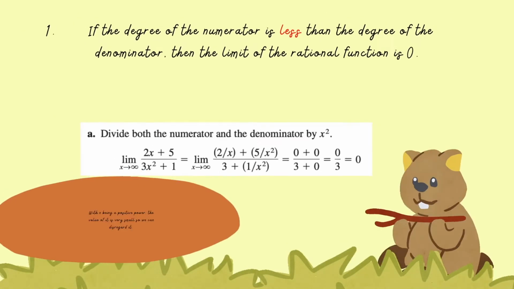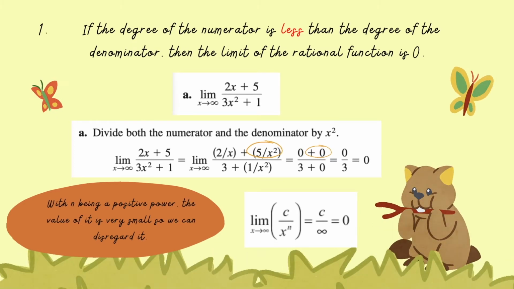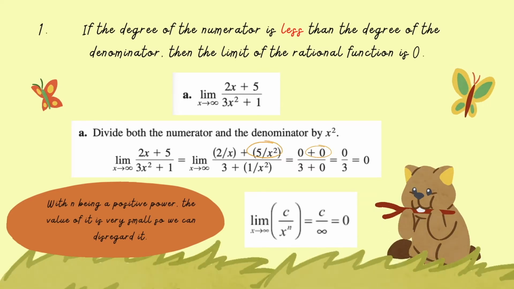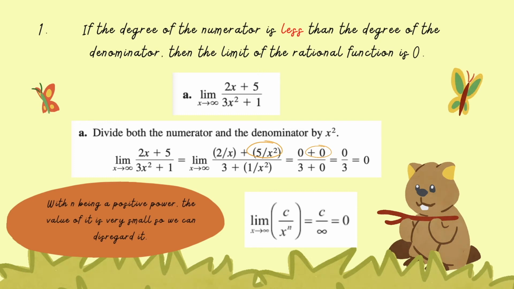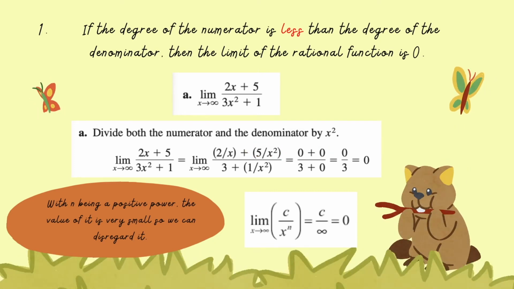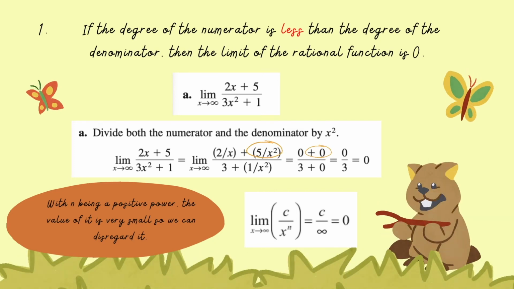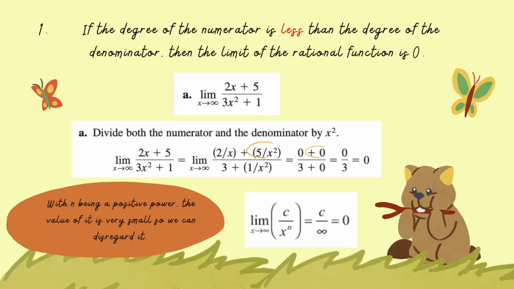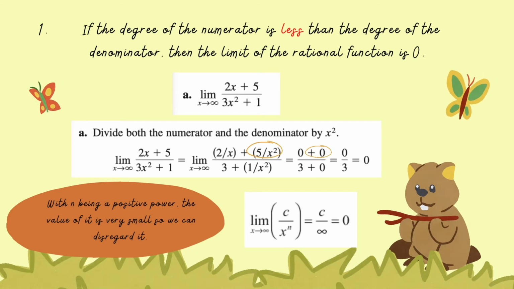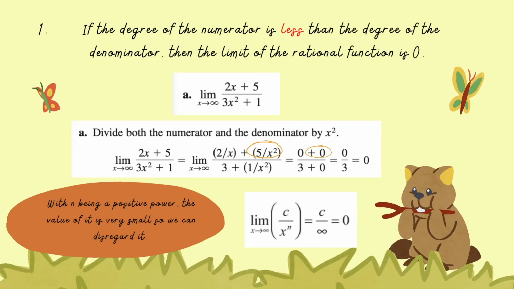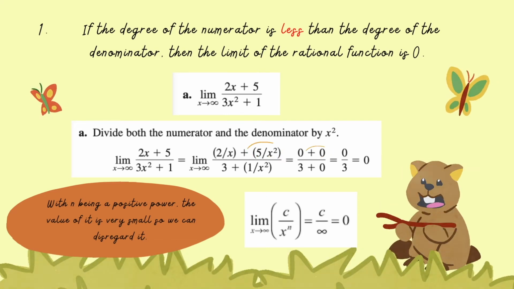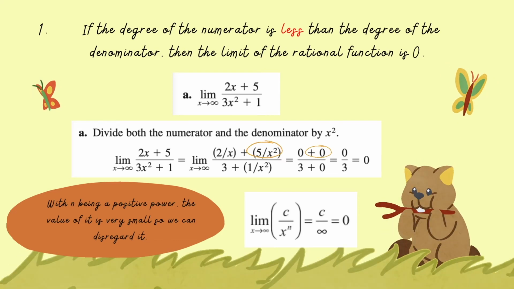So for the first occasion example, the degree of the numerator, which is 1, is less than the degree of the denominator, which is x squared. So the limit of this function is 0. Another way you can do it is by dividing both the numerator and the denominator by x squared, and the result you'll get is 0. You notice that 5 over x squared here is substituted with 0 because any x to the nth power, with a positive power in the denominator, has a very small value, so we can disregard it.